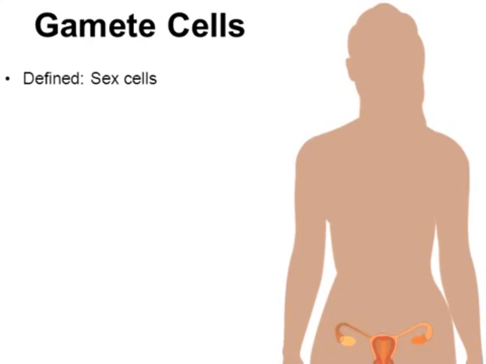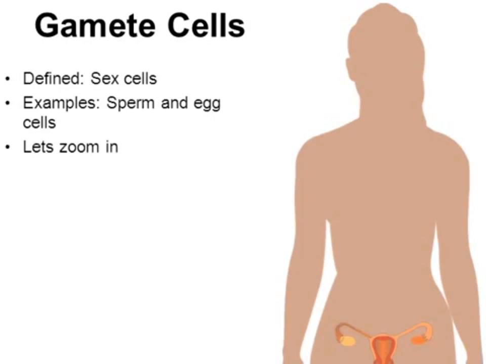We need to examine what are called gametes. Gametes, by definition, are what we call sex cells. Now, we're going to look at a woman in this example, but keep in mind that men also have sex cells. So in our picture here, we have a woman's reproductive system, and we're going to focus on her ovaries in just a moment. So gametes: sperm cells and egg cells.